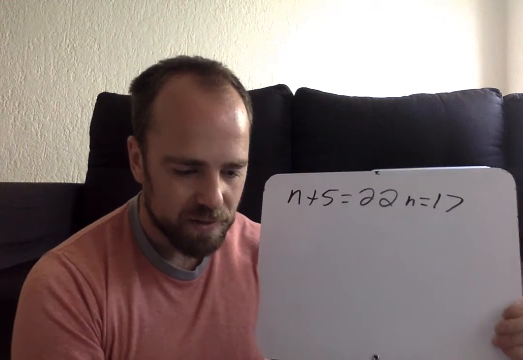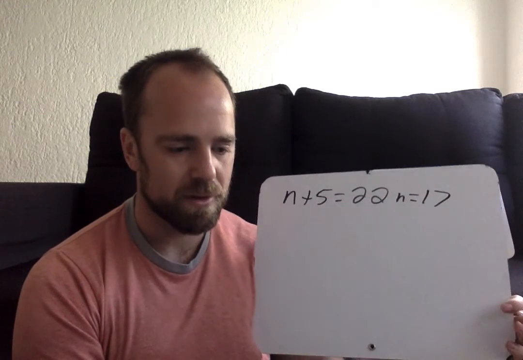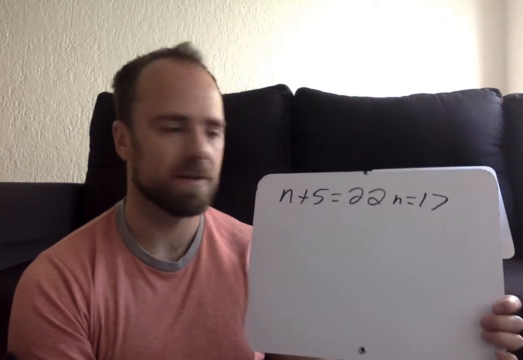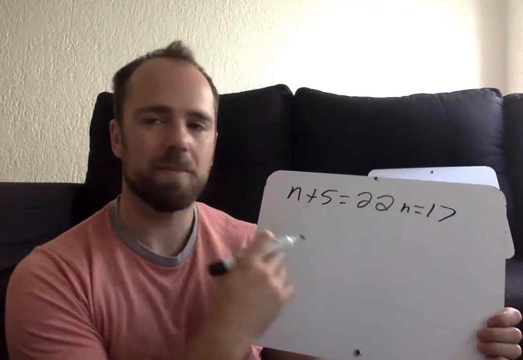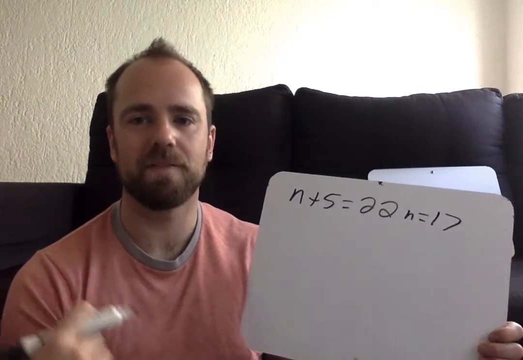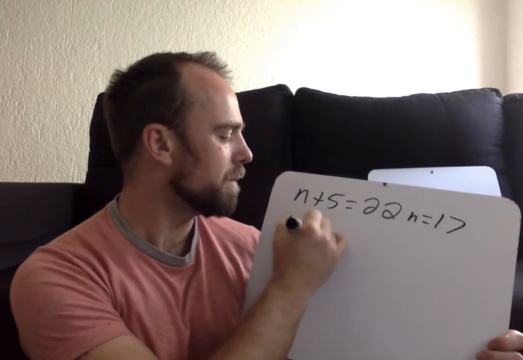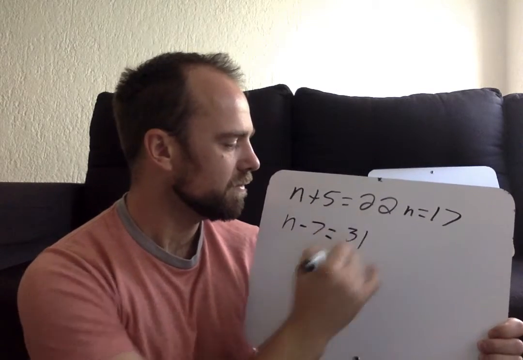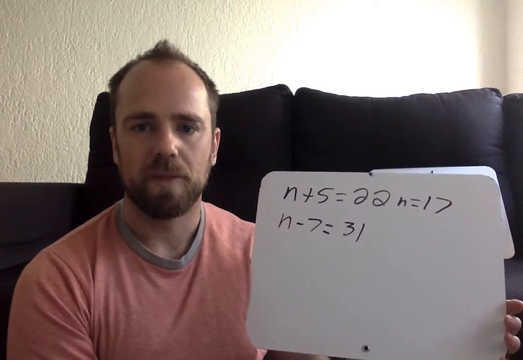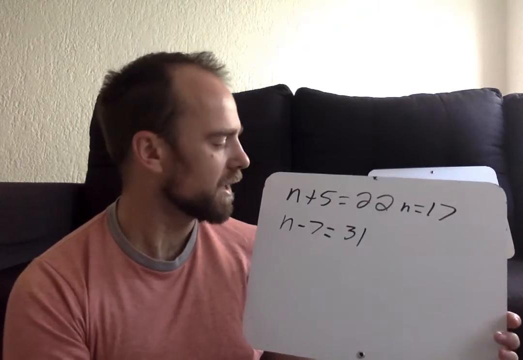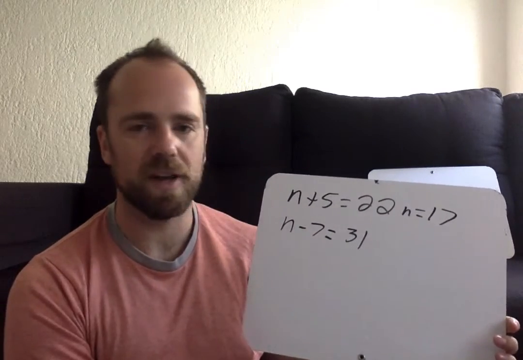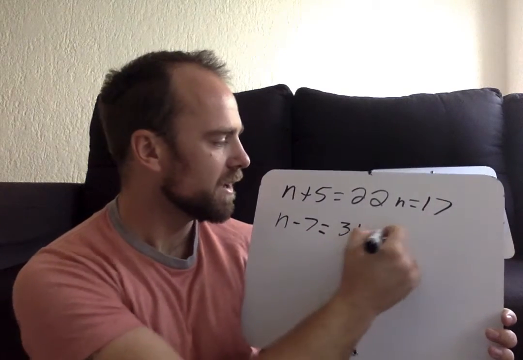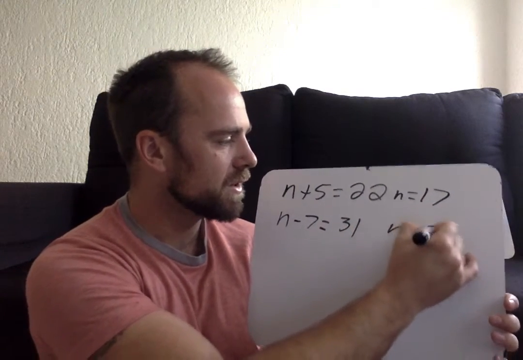The second one, 7 less than a number is 31. That means I have a number and then it's 7 less. So n minus 7 equals 31. Pause it and try to solve it. When I'm solving it, I have to do the opposite operation, so I have to add 7 to the other side. So I get n equals 38.